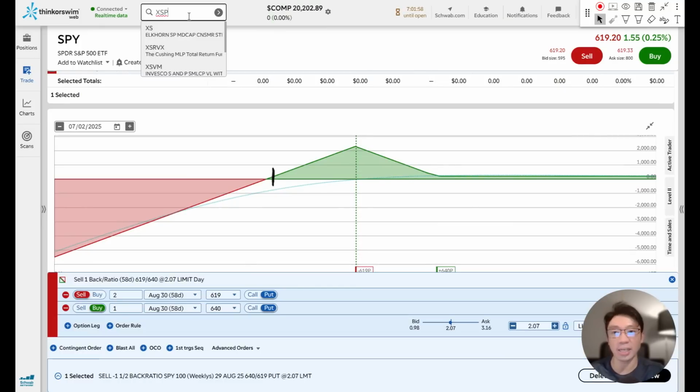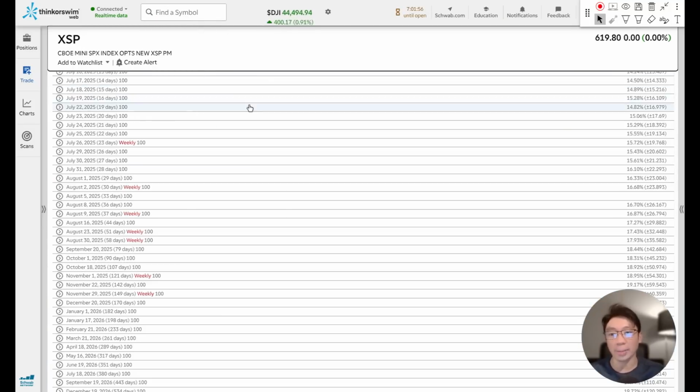XSP is the cash settled index options for the S&P 500.